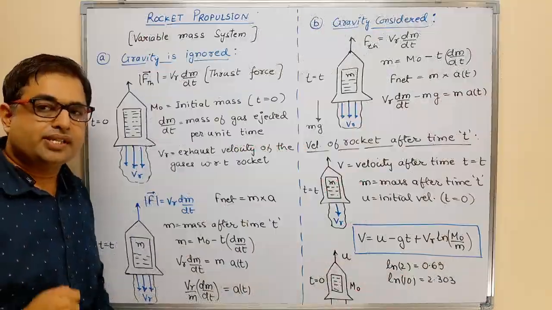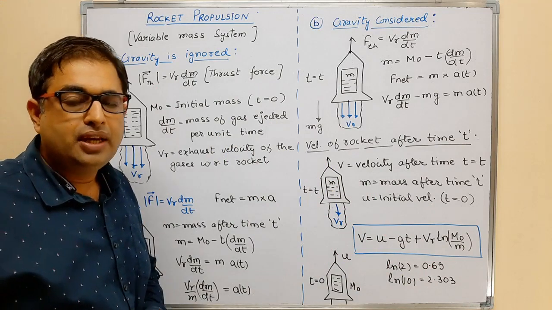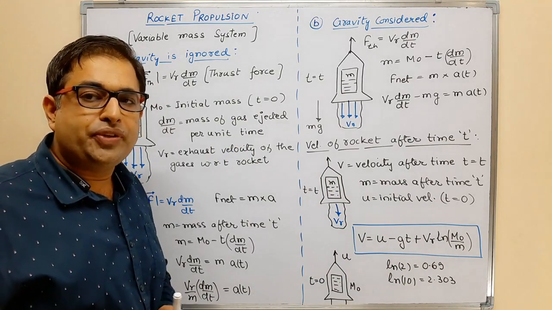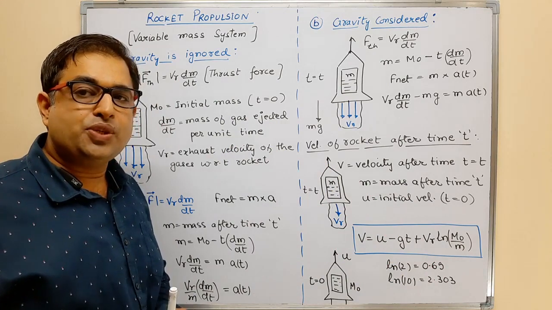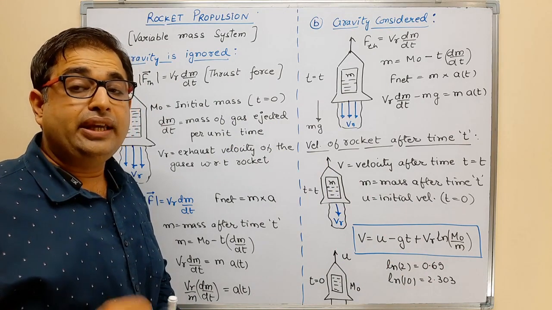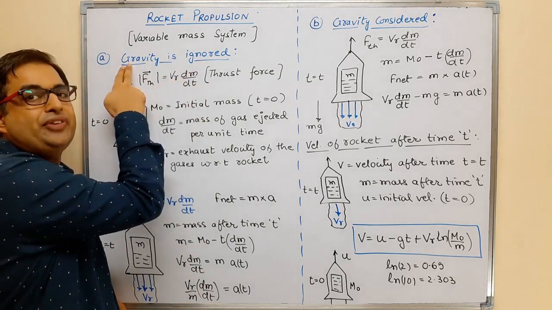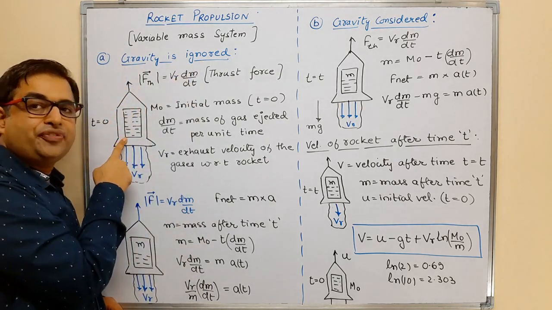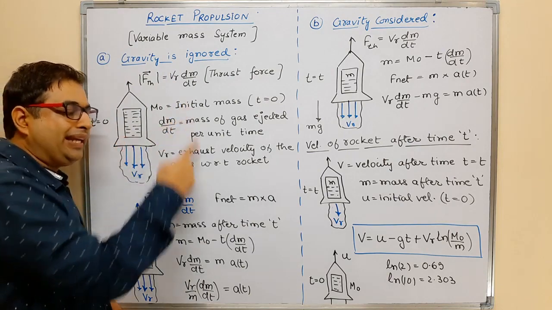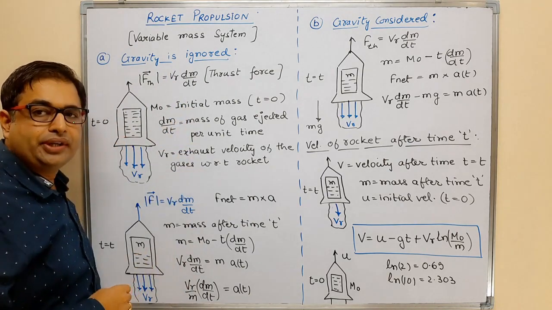Now let us discuss the theory of rocket propulsion. In this topic we have two different conditions. First is when the rocket is moving in gravity free space, means we have to ignore gravity. We will not consider the weight of this rocket while calculating the acceleration of the rocket.